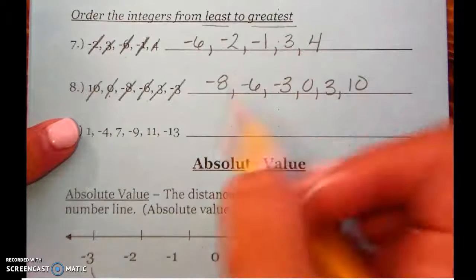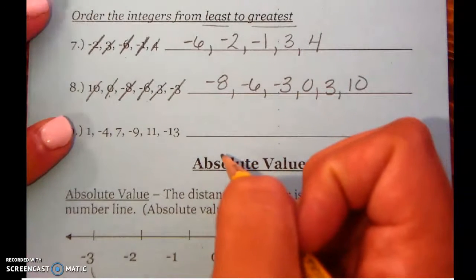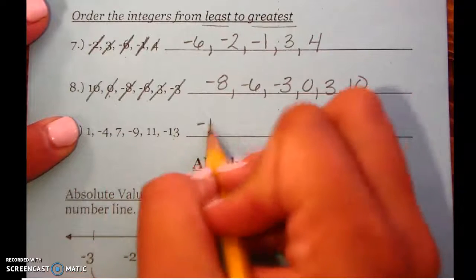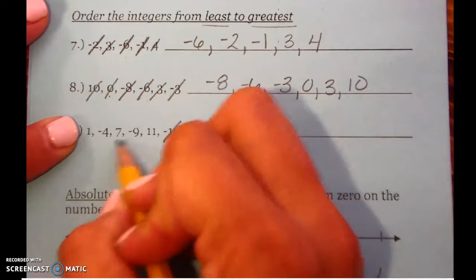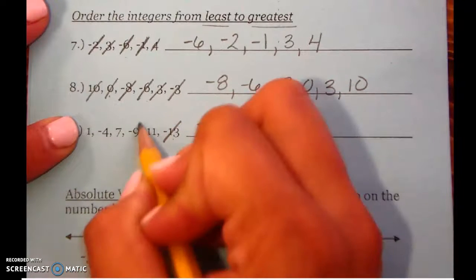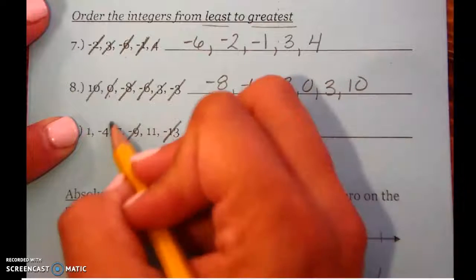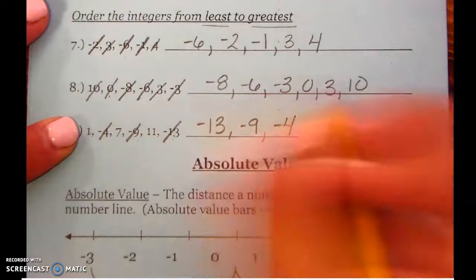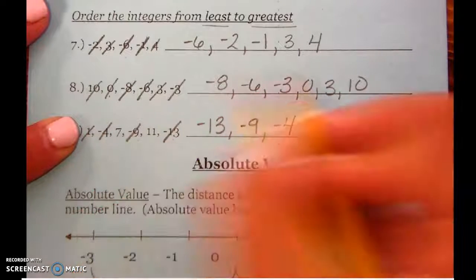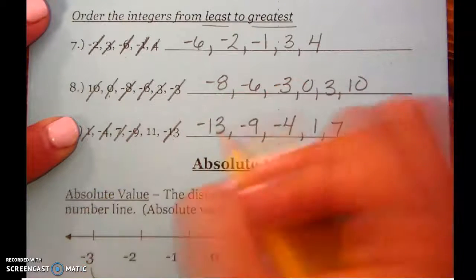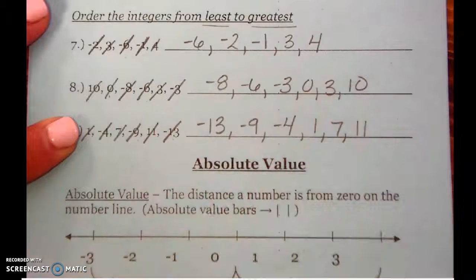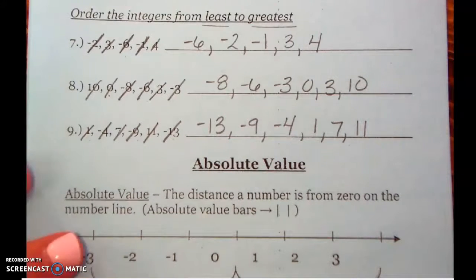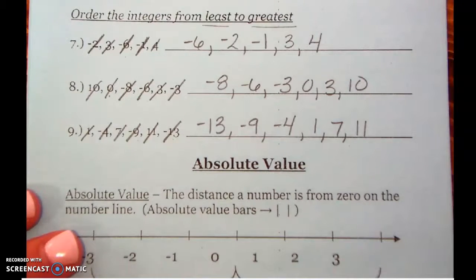And number 9. Again, from least to greatest, our smallest number looks like it's going to be -13. Then we'll have -9, -4. Then we'll start with our positives. Then we have 1, 7, and 11. So that is how we compare and order our integers.